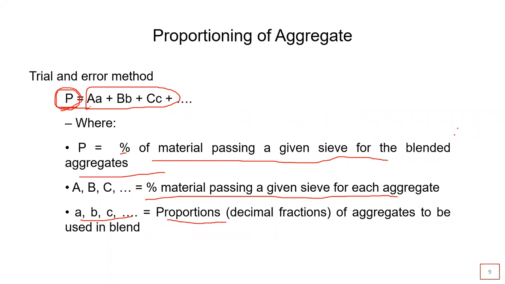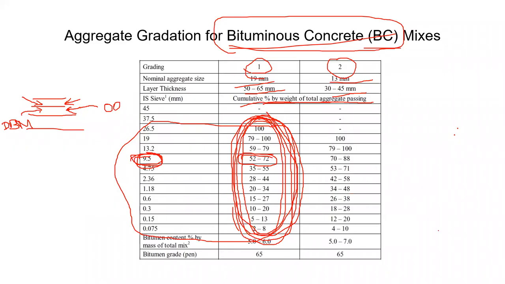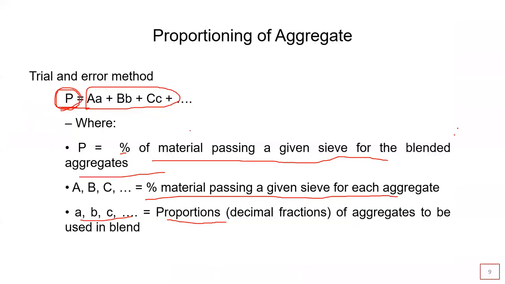So capital A is the actual value of source A. So there will be four charts, right? A, B, C, D for source A. Suppose 9.5 mm passing is 76, so capital A will be 76. For source B, suppose that was 84, so capital B will be 84. For source C, suppose that was 0, then capital C will be 0.